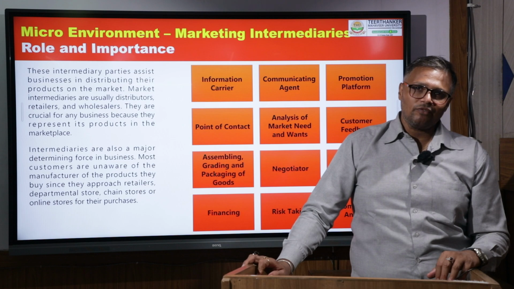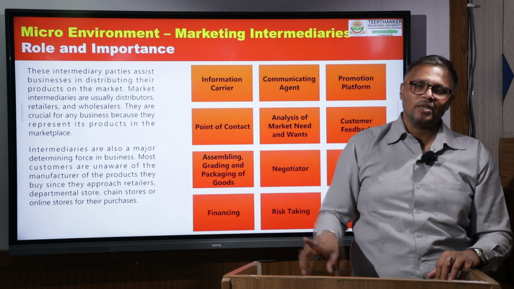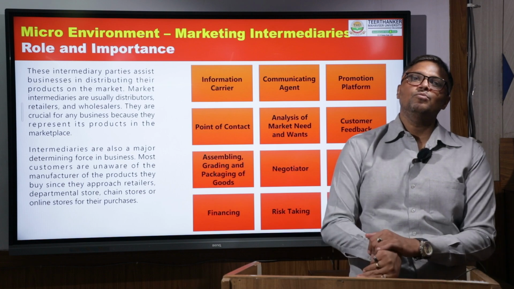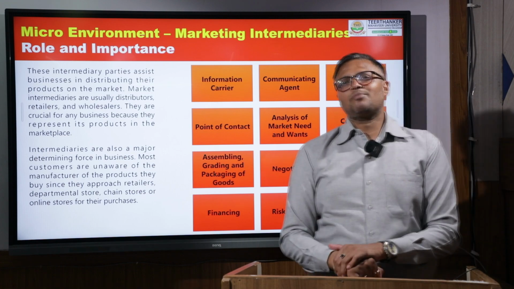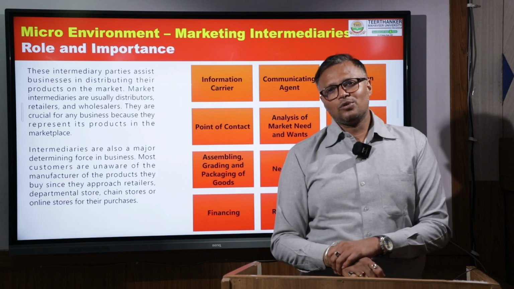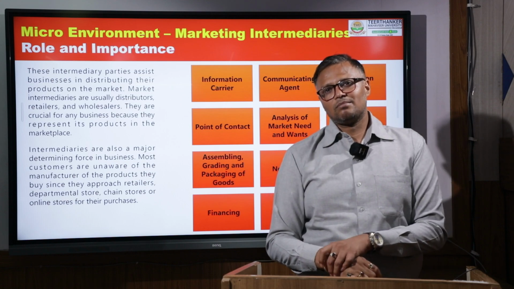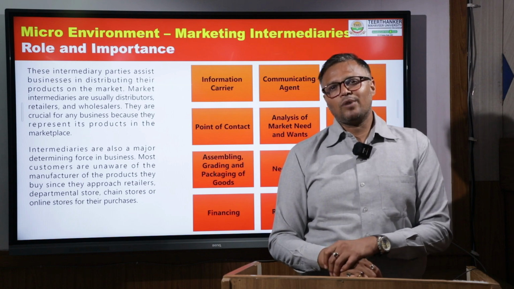But if you find any defect in the product, the first place you go is the point of contact through whom you have purchased it. So these marketing intermediaries act as a point of contact for the customers. The customers approach them, they study the product over there, and they raise their queries through them.